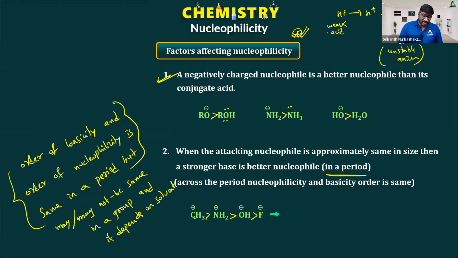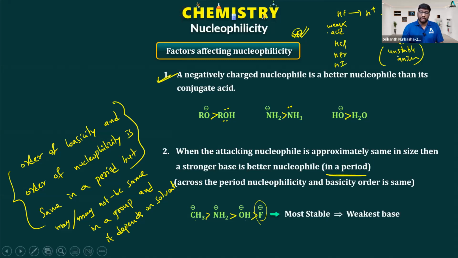When you are comparing CH3 minus, NH2 minus, OH minus, F minus, negative charge on the more electronegative atom is more stable. So more stable means the weakest base. F minus is more stable when you compare among CH3 minus, NH2 minus, OH minus, F minus. You understand this? When you compare HF, HCl, HBr, HI, F minus is unstable.